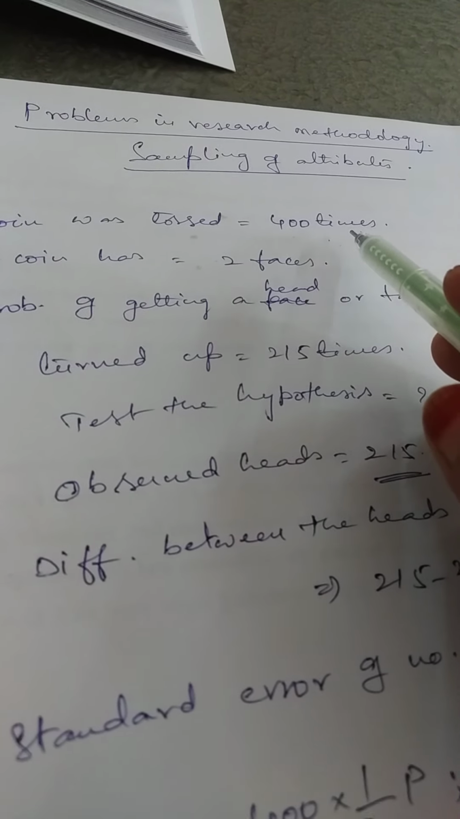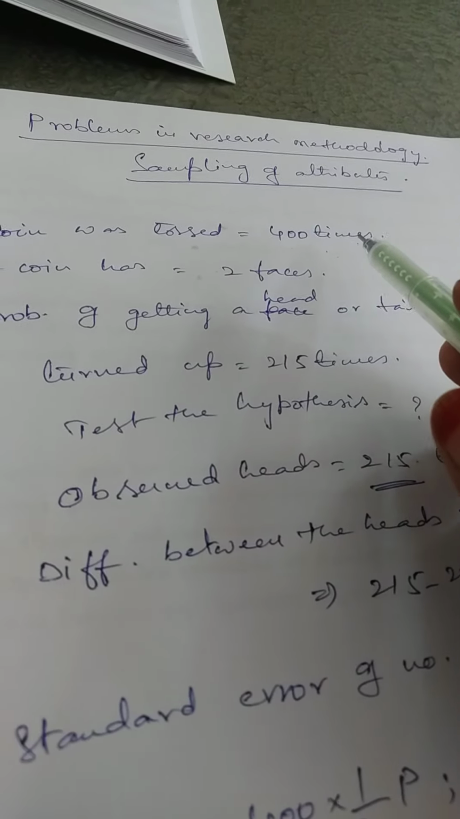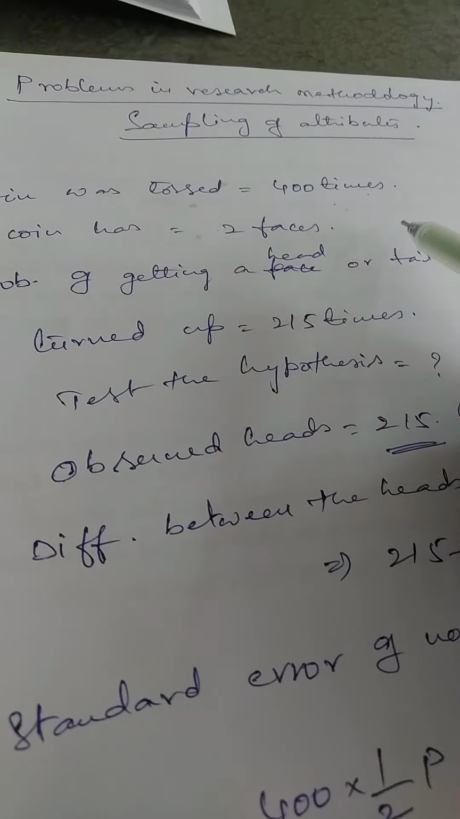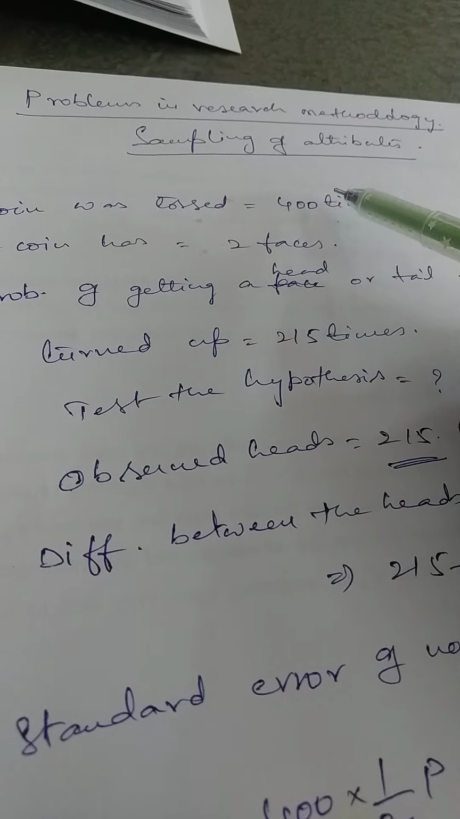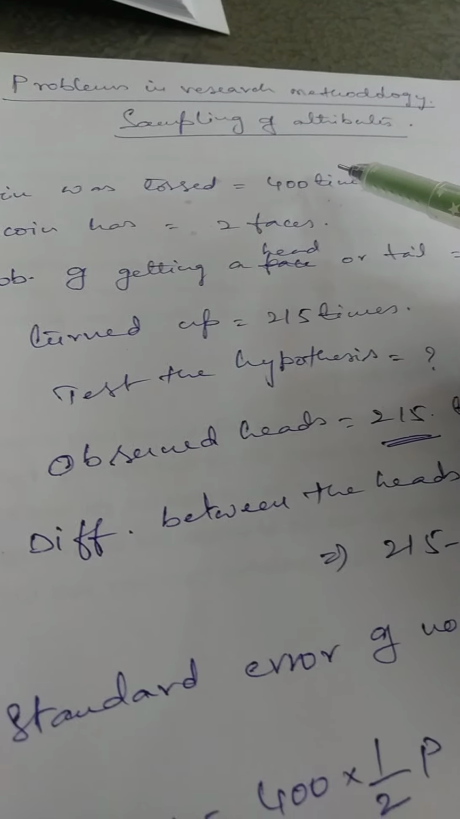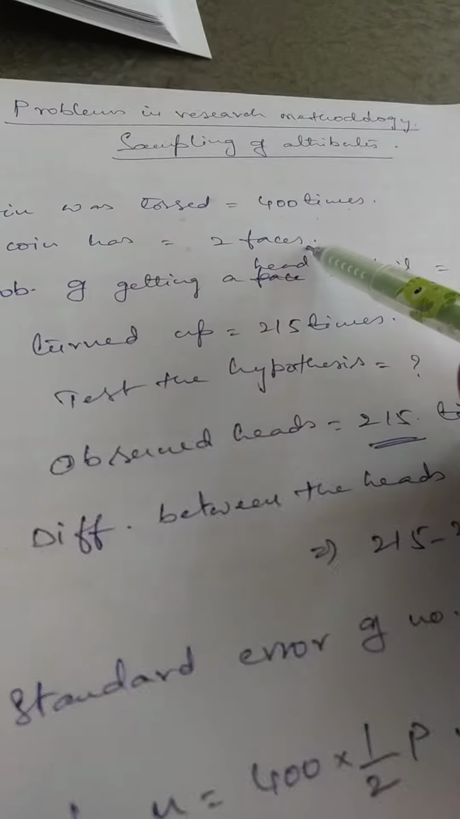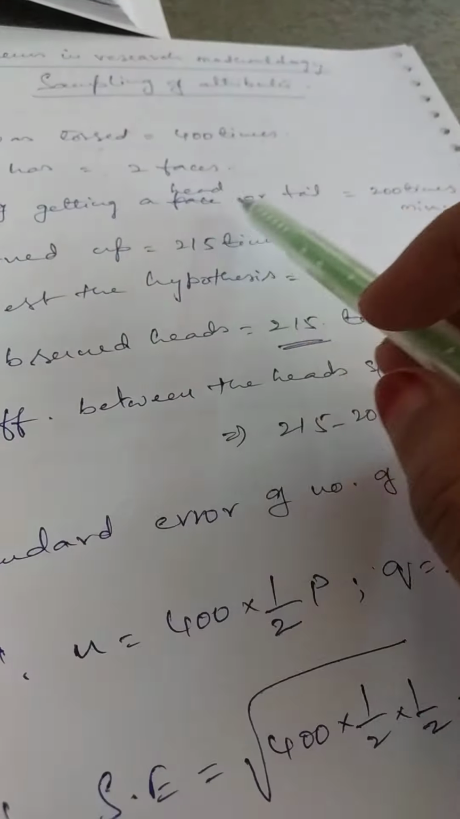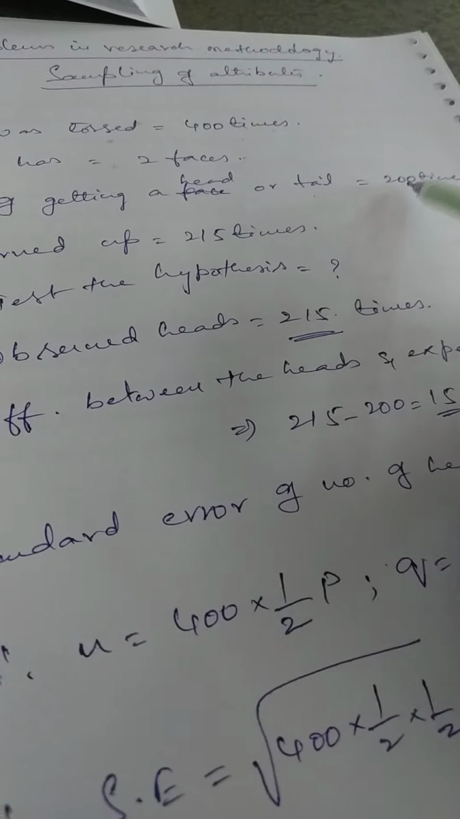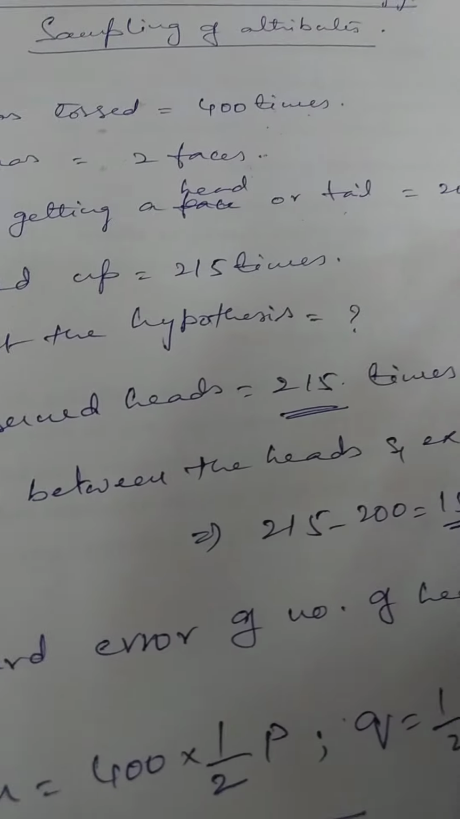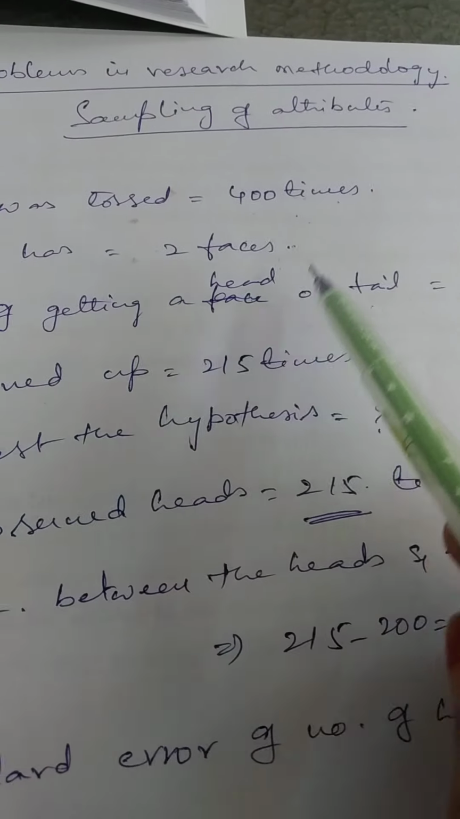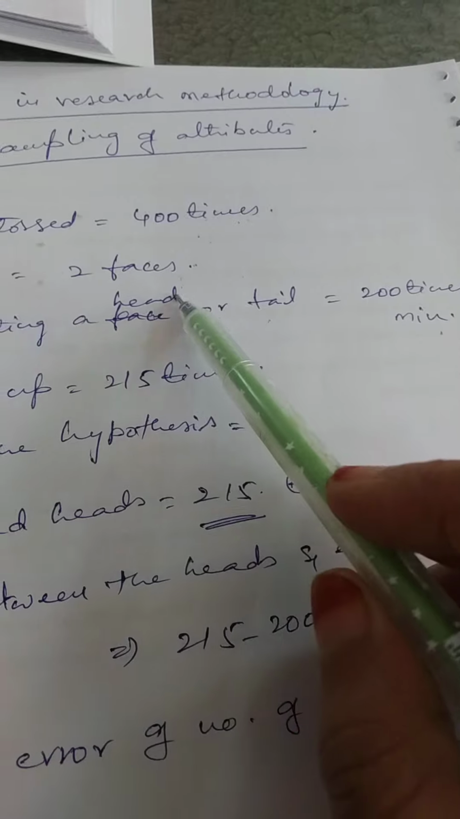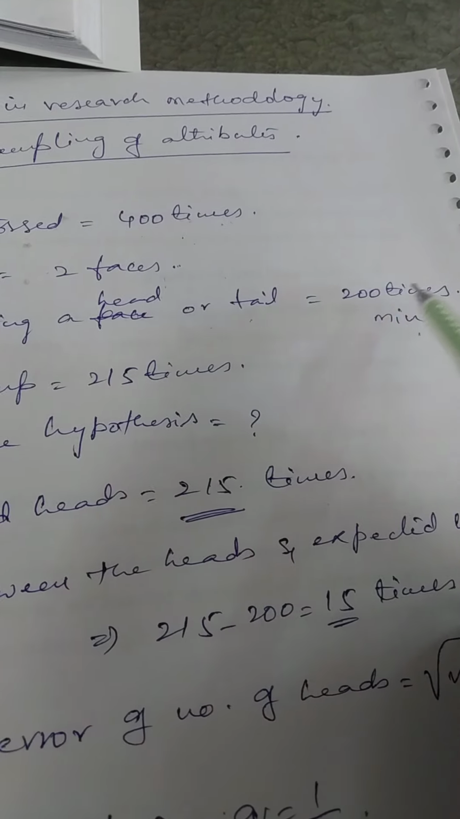Now, he asked you to do the test of hypothesis, whether tossing this particular coin is unbiased. Because out of 400 tosses, a coin has two faces, one head and the other tail. Now, what is the probability of getting a head or a tail? Minimum 200 times. So in this problem, when you toss a coin 400 times, there will be a chance of getting a head or a tail 200 times.